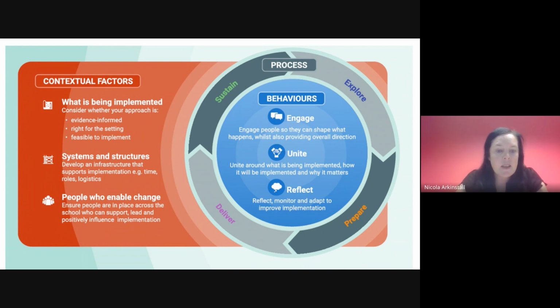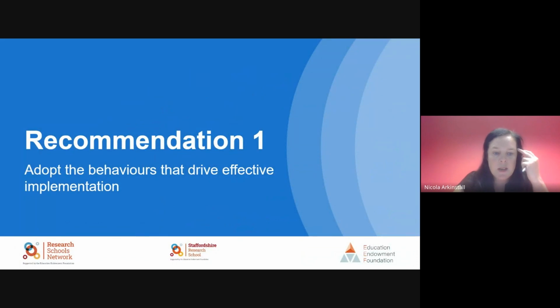The second recommendation is around those contextual factors. So it's what's being implemented, so what strategies you're trying to implement in your subject, what systems and structures you have in place, and who are the people who enable change. And obviously you are the champions of your subjects in your schools, but it's how do you get other people to support with that, and Stacey is going to go into that in more detail. And then the third recommendation is this framework that supports the sort of process of implementation. And again, there's been a few tweaks to that. So we're going to have a look at recommendation 1 then.